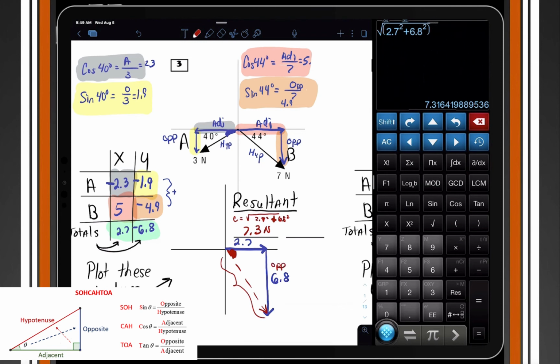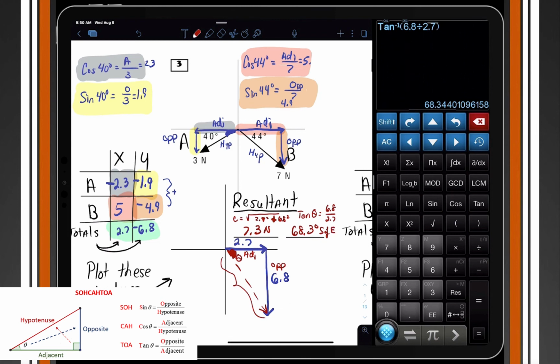If this is the opposite side and that's the adjacent side, then we can use tangent. So we have tangent theta equals 6.8 divided by 2.7. We need the inverse tangent of this because we're trying to find the angle. Inverse tangent, 6.8 divided by 2.7 equals 68.3 degrees, and that would be south of east.